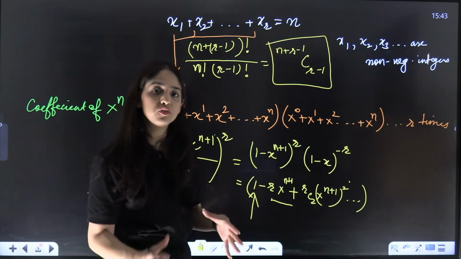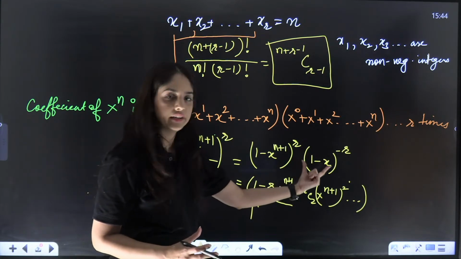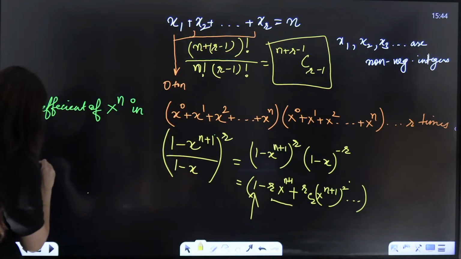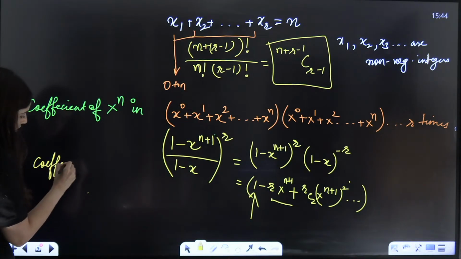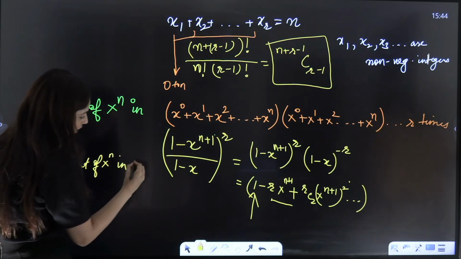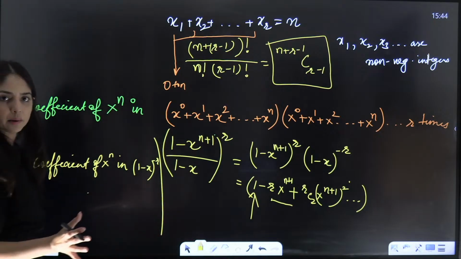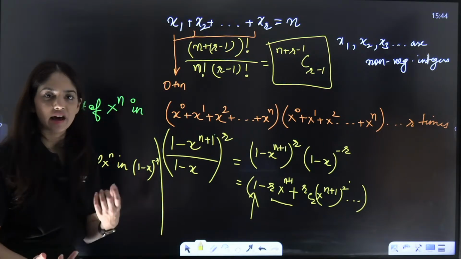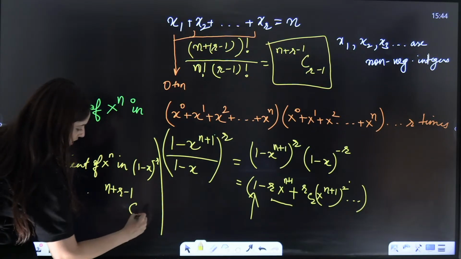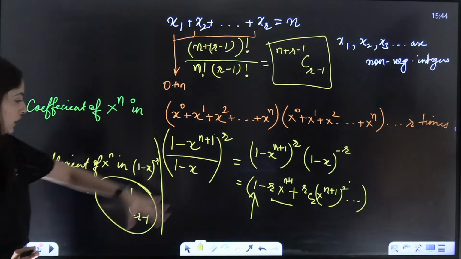That means what will be the final coefficient of x raised to power n here? The coefficient of x raised to power n here multiplied by 1. So now our new problem is the coefficient of x raised to power n in (1 minus x) raised to power minus r. This is our problem, and there is a direct formula for this, that is n plus r minus 1 C r minus 1. So that is how we will get the same answer.